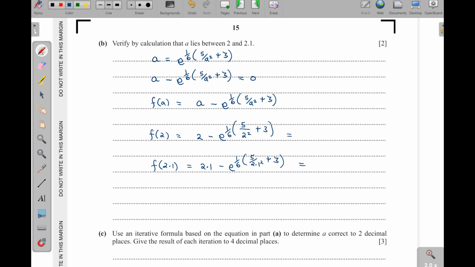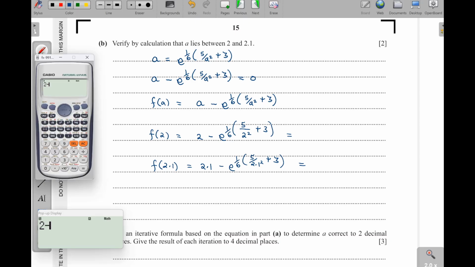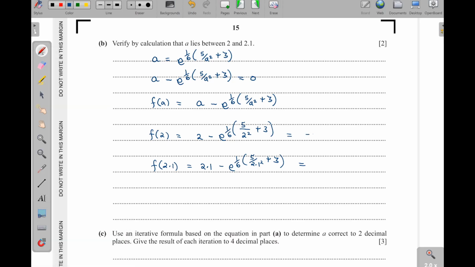Then this one will give us a certain value. So let's put it in the calculator and see what we get. 2 minus e to the power of 1 over 6, multiplying 5 out of 2 squared, then plus 3. Close the brackets. So this one will give us a negative, negative 0.0306, and the rest of the values.